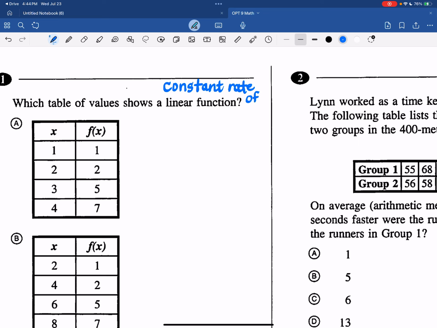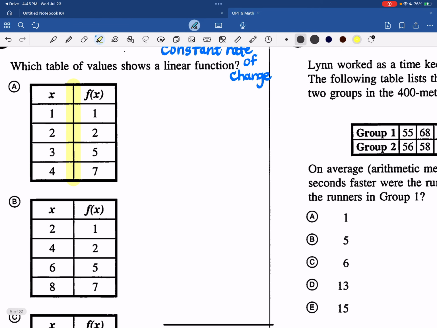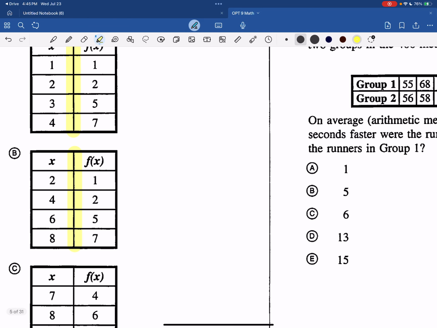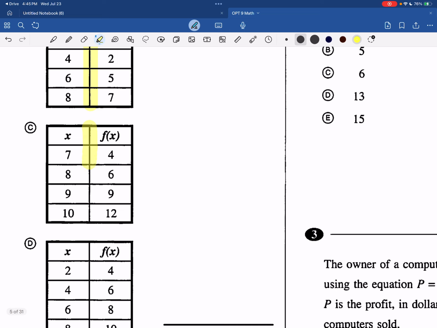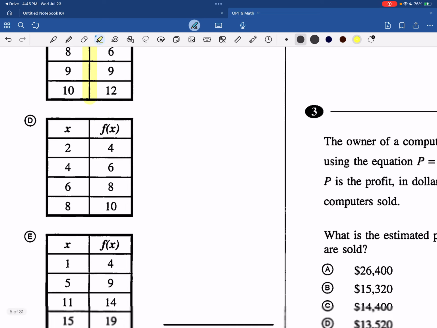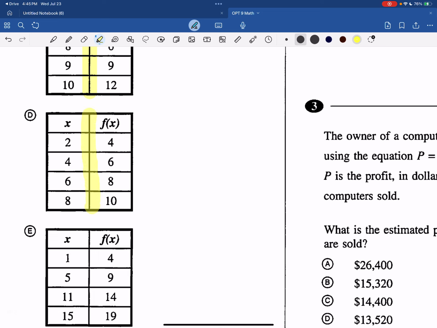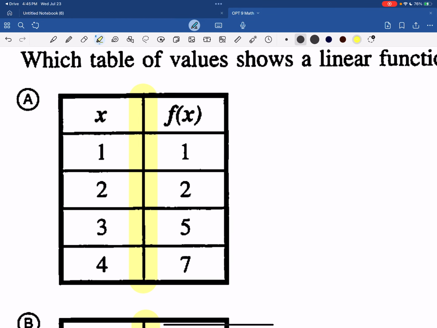Constant rate of change. That is what causes linearness, or in a line. So what I want to do is look at what's happening between the input and output values for each of these tables of values. In other words, I want to know the one that has a constant rate of change in this yellow interval. So to do that, we're going to look at this first one.